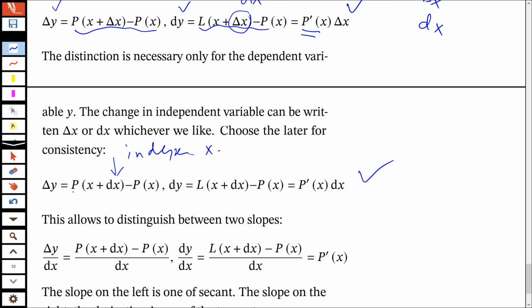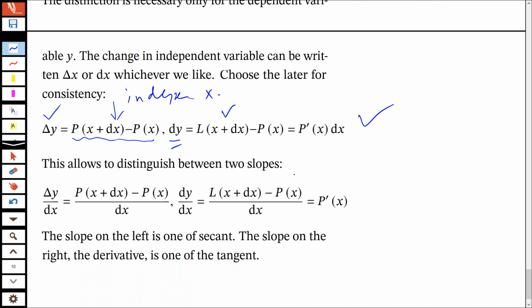So if I call this dx, the actual difference will be delta y, and the difference captured by the linear function or the tangent line is dy. And now I can do something cool. If I divide both these differences by the same dx, the change along the independent axis, remember, this dx can be small, it can be large, it's up to me. I don't care how large or small this is. It can be any change.